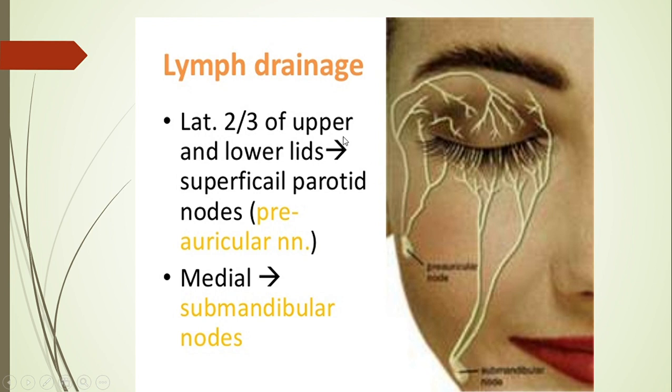For lymphatic drainage, it passes only to the external group of lymph nodes. Inside the cranial cavity there are no lymph nodes, so all the lymph nodes are present outside the eyeball. It passes to the superficial parotid lymph nodes, present at the parotid fascia on the parotid gland, and the submandibular nodes, present superficial to the submandibular gland. So that is the lymphatic drainage.